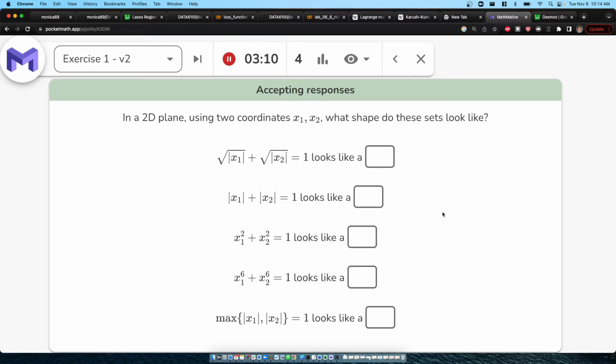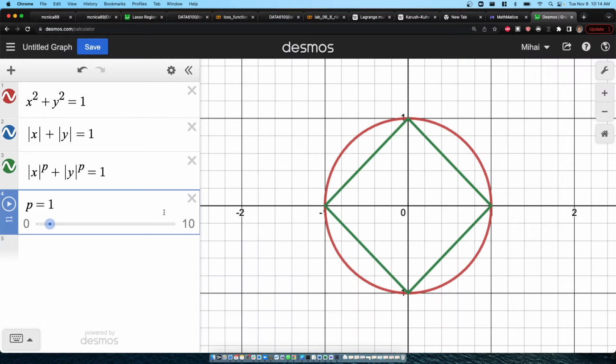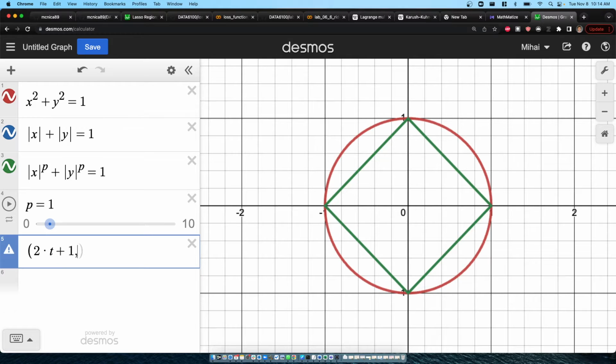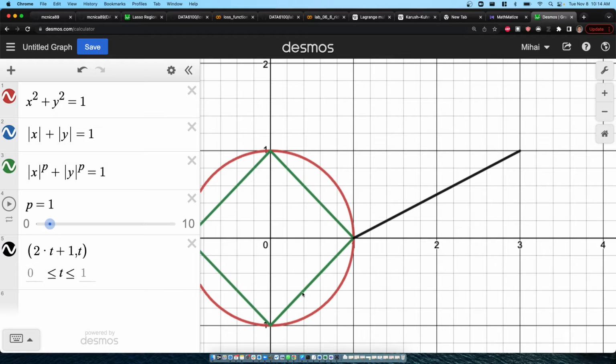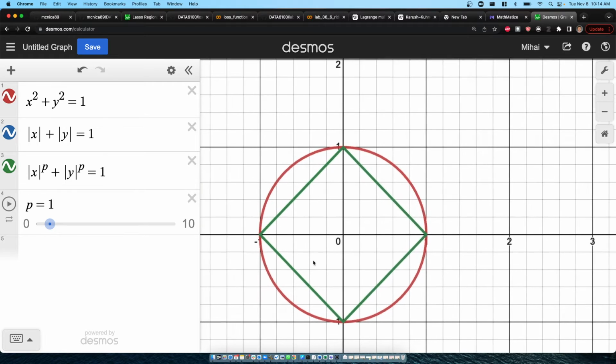So the trick is to know that there's no x1, x2 on Desmos. Desmos has a bunch of idiosyncratic things, and one of them is that the x-axis is always x and the y-axis is always y, and there's no way to relabel it. There's another one you should know. If you do 2 times t plus 1 comma t, it'll automatically make t go between 0 and 1. So t also means something special, and then you get a little line like that. You've got to be careful in Desmos. It's like an art.